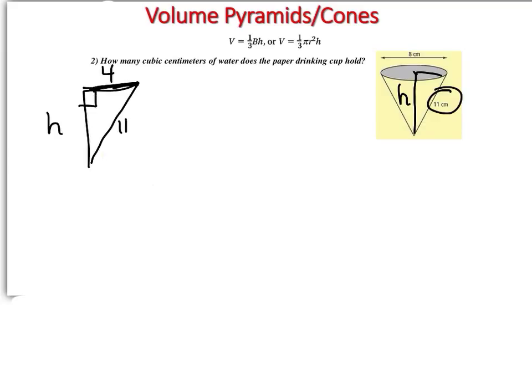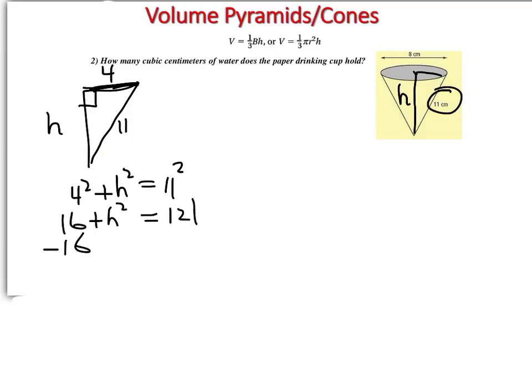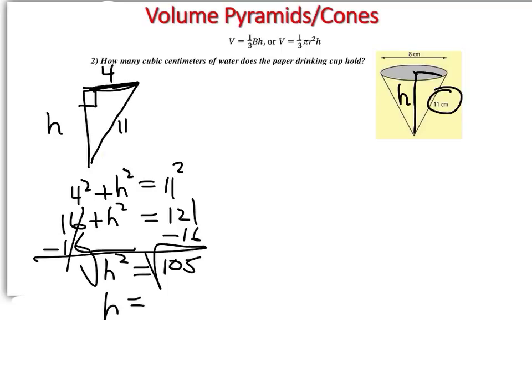So using Pythagorean theorem here, we'll have 4 squared plus the unknown squared, h squared, is 11 squared. So going through this calculation, 16 plus h squared is 121. So subtract 16 to both sides. You'll get h squared equals 121 minus 16, so that's 105. And square root both sides. So h is the square root of 105, which is 10.2 approximately.